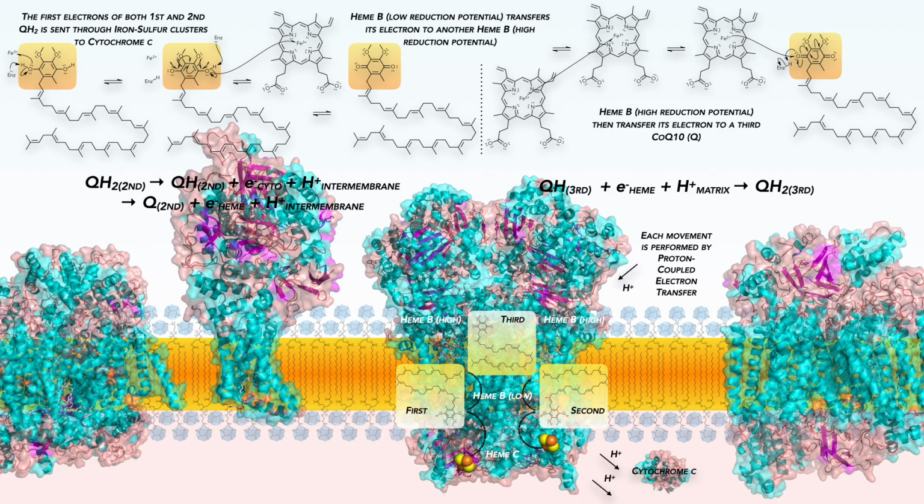When a second QH2 arrives, the entire process repeats. A second cytochrome C receives another electron, while the partially reduced ubiquinone accepts its second electron and another matrix proton, regenerating a new QH2 molecule.